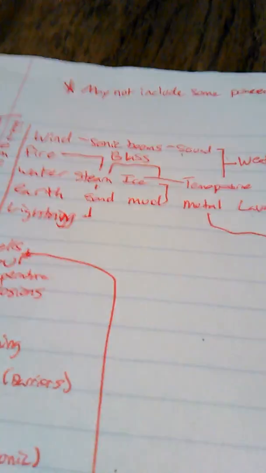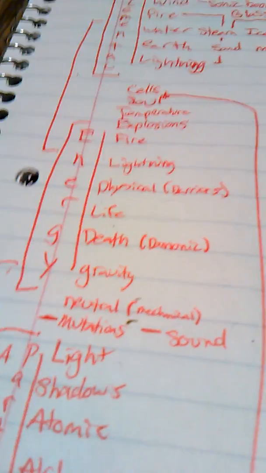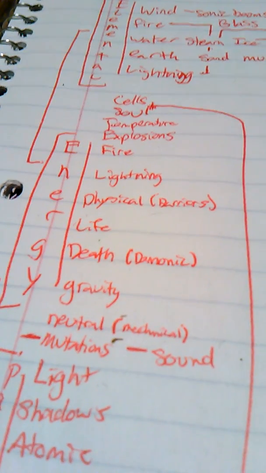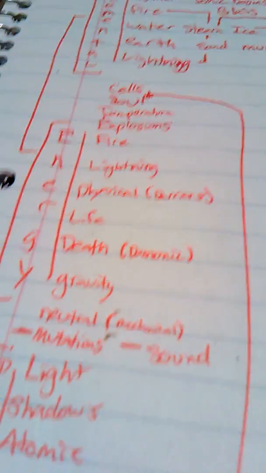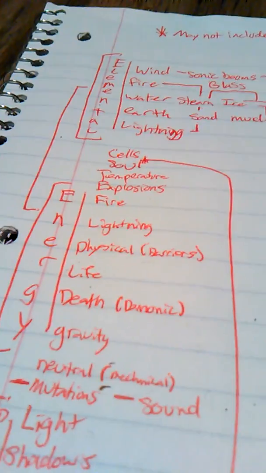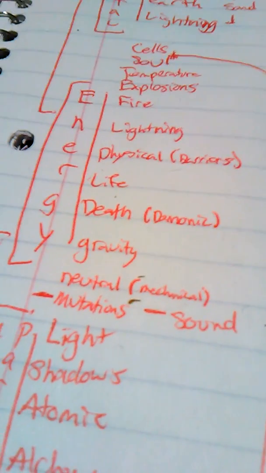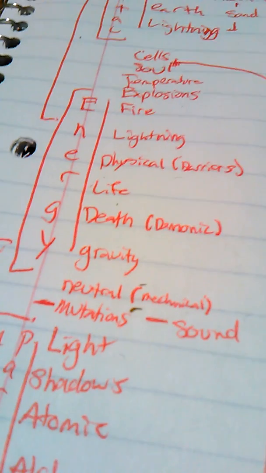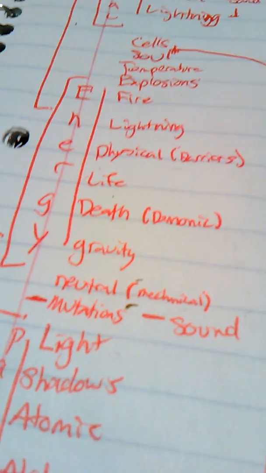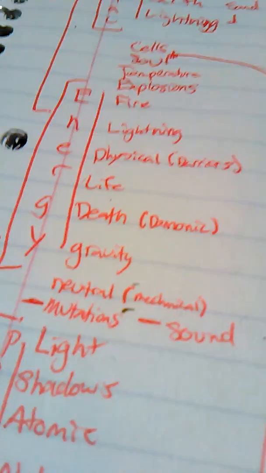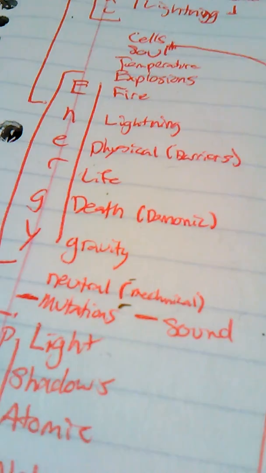And those can even connect down to energy, which the energy, you got cells, soul, temperature, explosions, fire, and lightning, which if you notice, those are also an elemental, but these are the energy aspects of them. You can control the energy of fire and lightning, not control the fire and lightning. Well, you can, and this is just a different segment of it that kind of categorizes it.